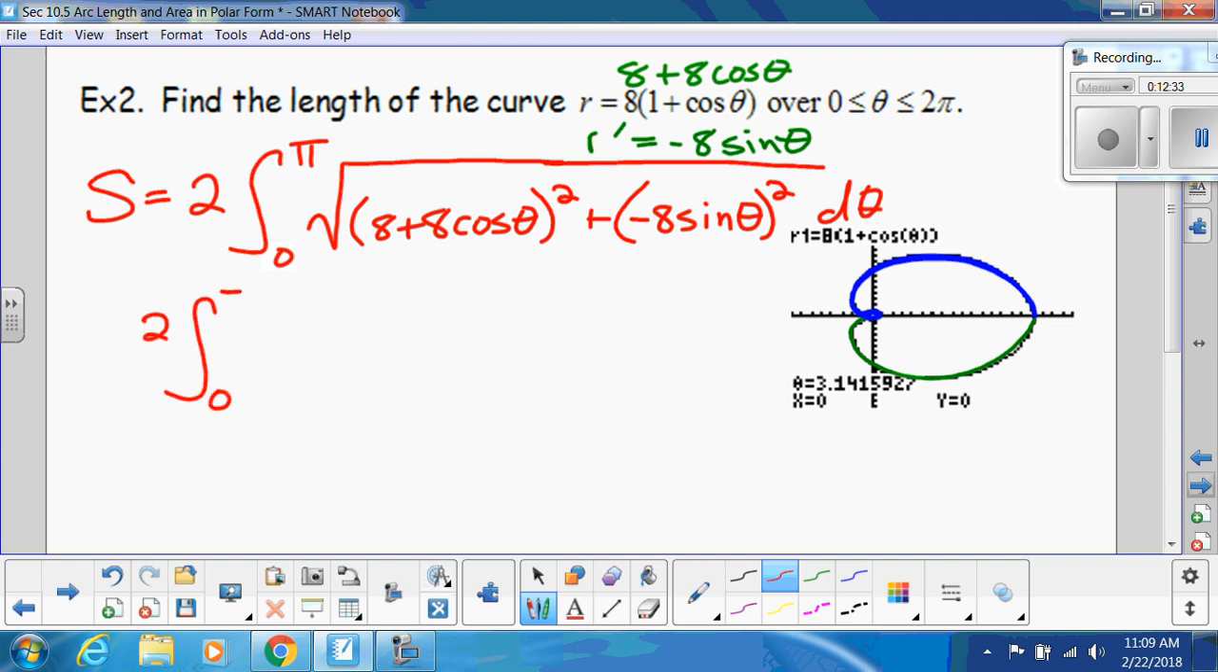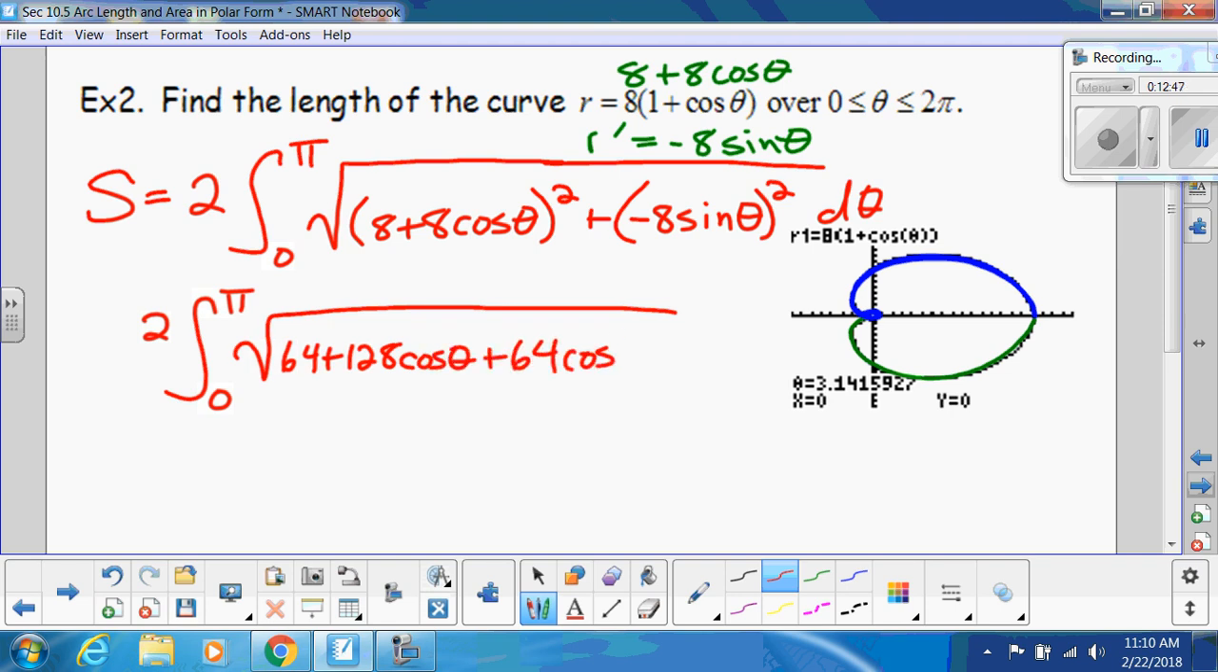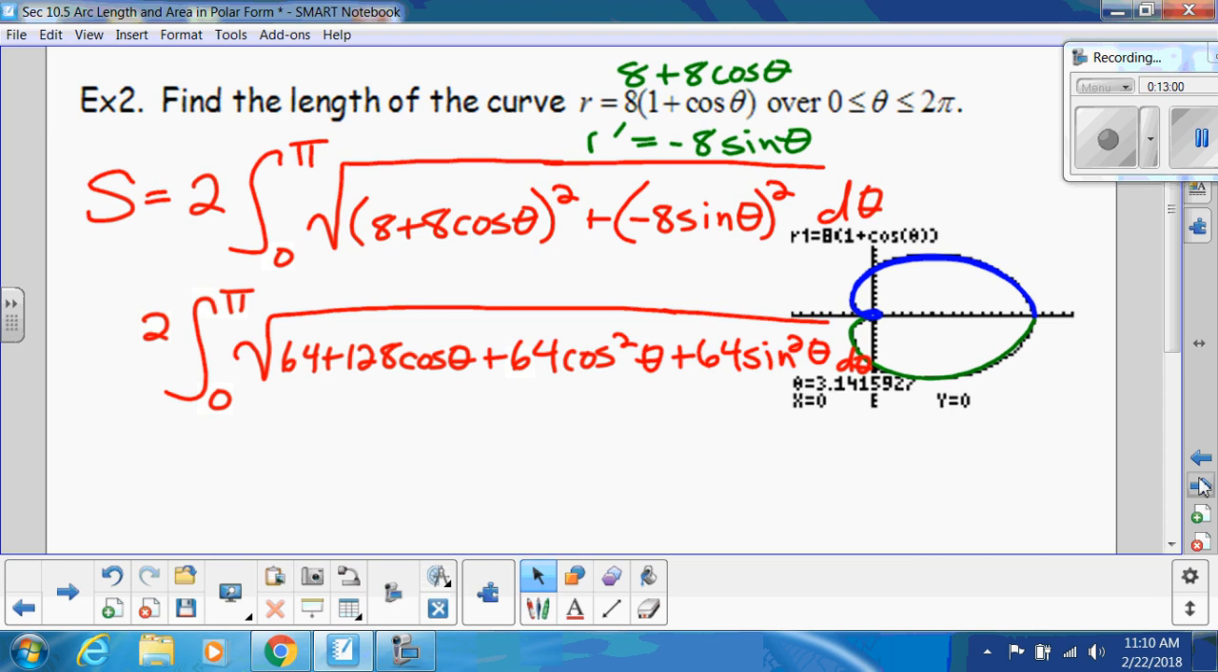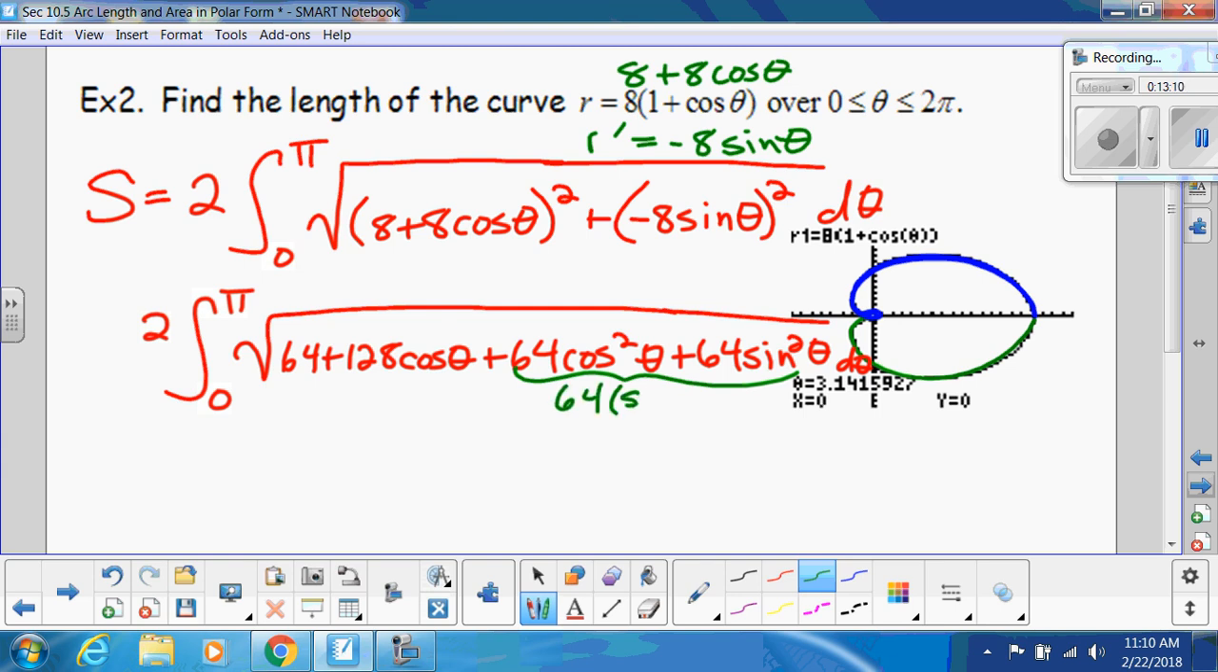All right, so we've got some algebra and trig to do. So FOIL that out. And then I have my d theta. Okay, so all I did was square each of those parentheses. Now notice that here I've got 64 cosine squared, 64 sine squared. So this is like 64 times sine squared plus cosine squared. And we know sine squared plus cosine squared is 1, so that's just 64. So I really just have 64 plus another 64.